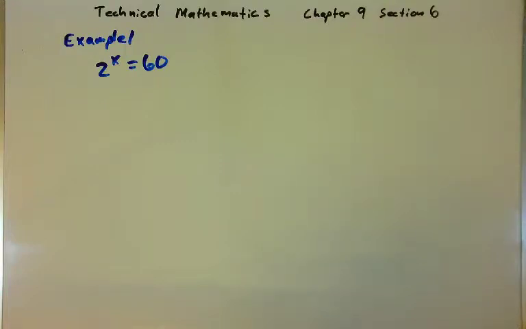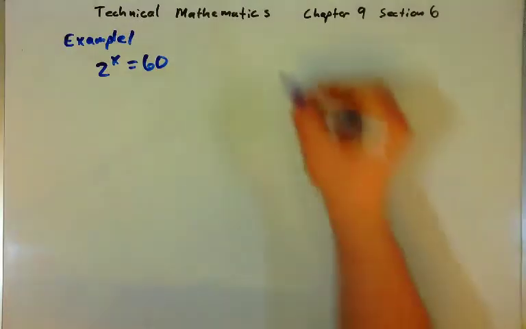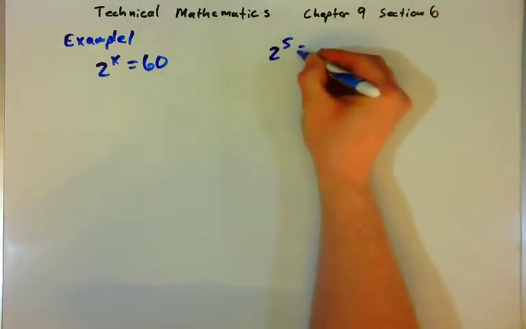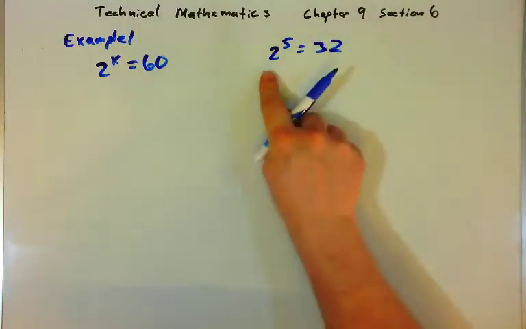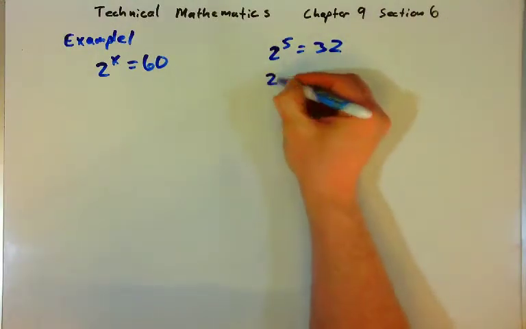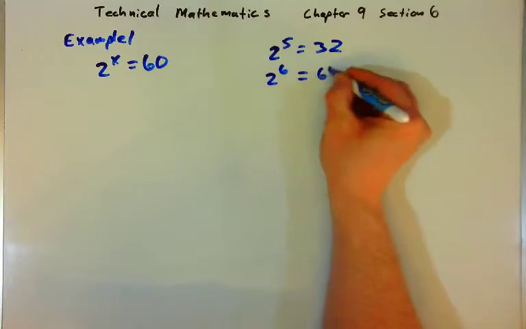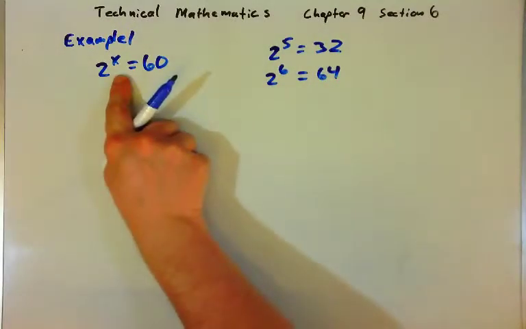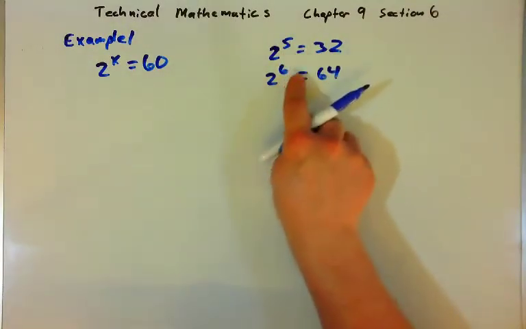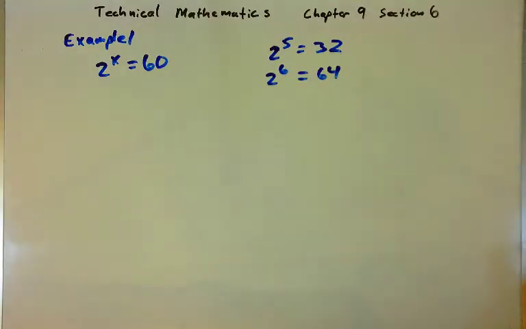This is example 1. It says 2 to the x is equal to 60. Solve for x. And so I know that 2 to the 5th power is 32. Right, that's 2 times 2 times 2 times 2 times 2 is 32. And I know that 2 to the 6th power is 64. And so here x must be some number between 5 and 6. The exponent has to be a decimal, 5 point something, between 5 and 6.